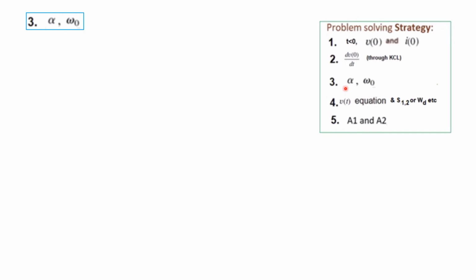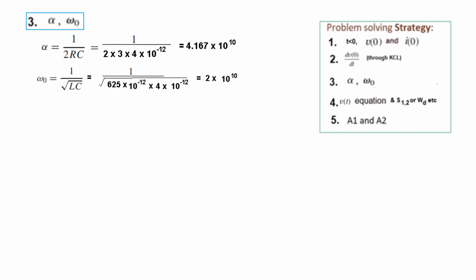Okay, the third step here is to find alpha and omega, and I'm sure you have read the theory from your book. The formula for alpha is 1 over 2RC for the parallel RLC circuit. Plugging in the value, 2R is 3 and C is 4 times 10 raised to the power minus 12. So we get alpha 4.167 times 10 to the power 10. And similarly, omega naught is 1 over under root LC. Plugging in the value of L and C, this is 2 times 10 raised to the power 10.